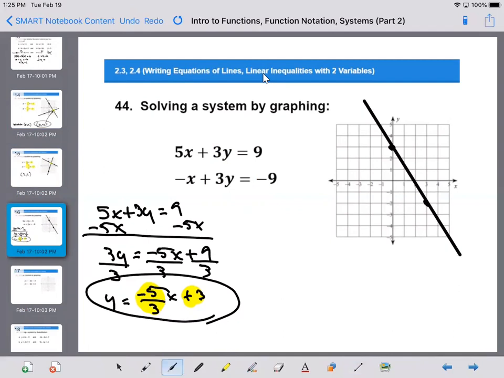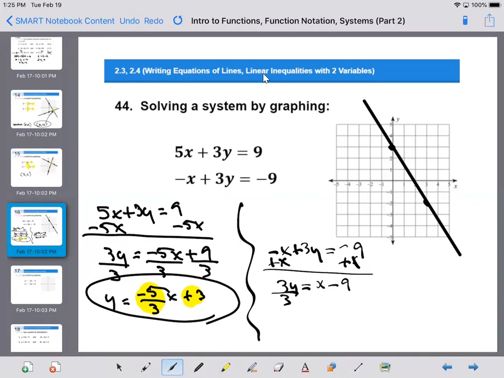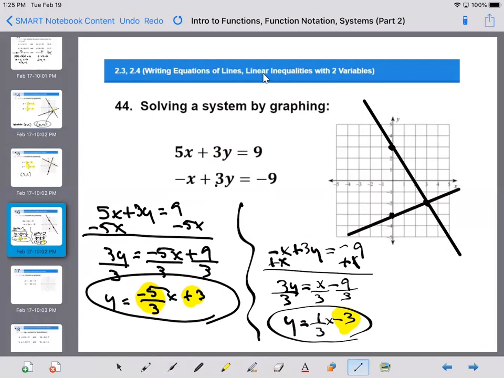And then I want to go with the second one. So negative x plus 3y equals negative 9. I'm going to add x to both sides. So 3y is equal to x minus 9. Divide everything by 3. So y equals 1/3 x minus 3. Start at negative 3. And I'm going to increase 1, go to the right 3. It looks like they're going to intersect right there. And that point will be 3, negative 2.